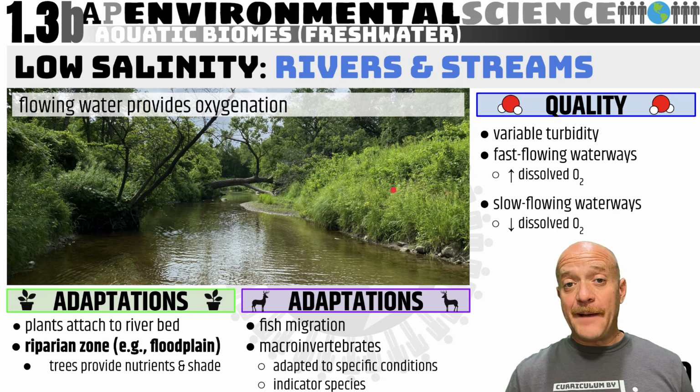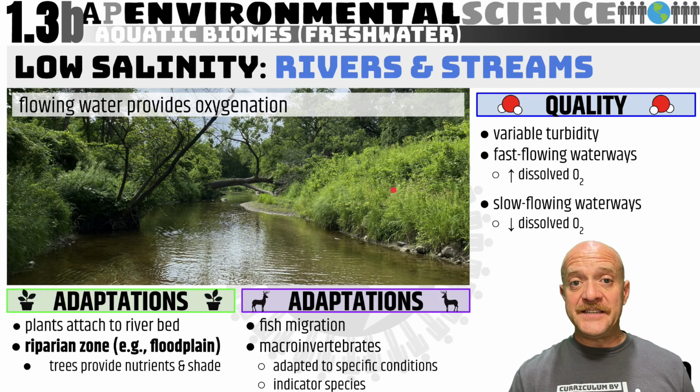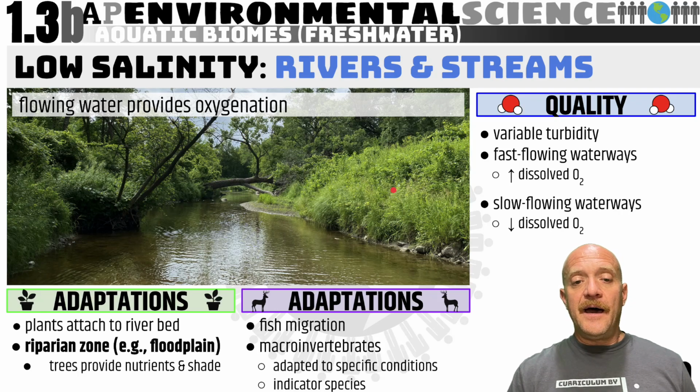Now, they are going to be adapted for specific conditions, and since they are adapted for specific conditions, this can also cause them to be an indicator species. They can indicate levels of pollution. They can indicate water quality as well.